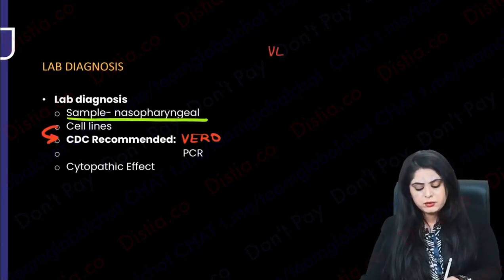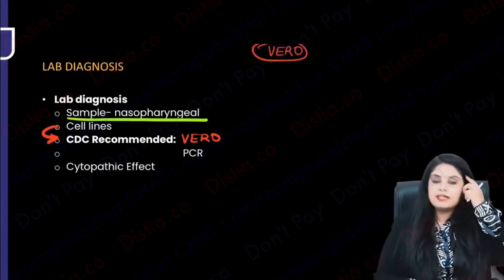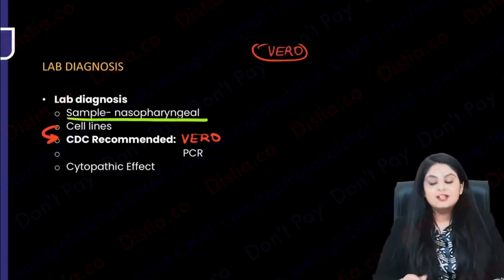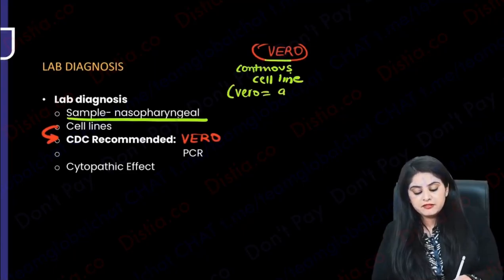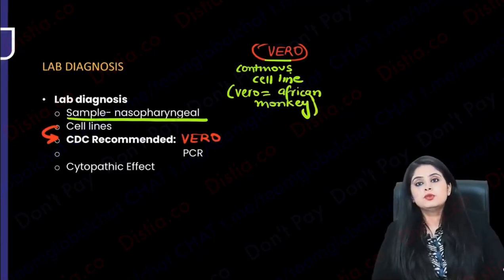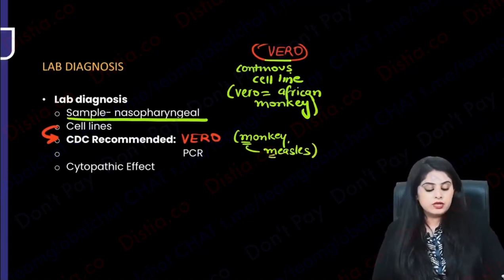So do you know what is Vero? Because I have taught you this in your general virology. You might have forgotten by now, or if not, very good. So what is Vero? Vero is what kind of a cell line? Vero is a continuous cell line. And please note, I had told you, Vero is derived from an African monkey. So please note, the monkey cell line is going to grow measles, okay? Monkey cell line, measles is gonna be grown. Sorted? Okay, now coming to the next.